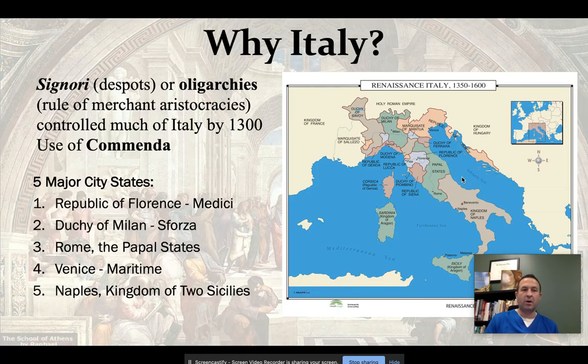And so it acts as this point of trade in northern Italy to spread out and create an international trade market. Then there's Rome, of course, the Papal States. The Pope serves as both a religious and political leader here, and controls, as you can see, much of central Italy.